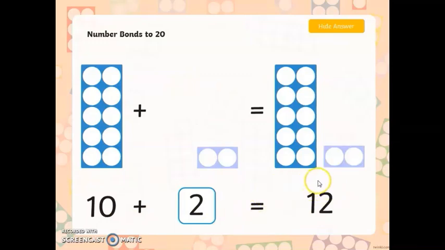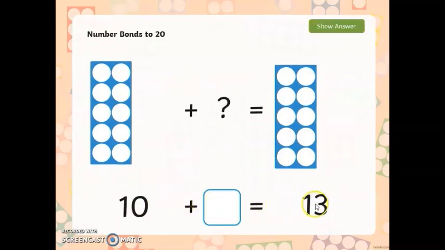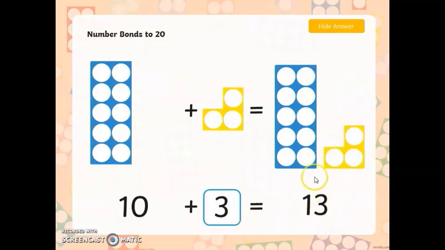Our next number is 13. And again we have a missing number. Now which number will come here to make the bond with 10 to make 13? Good job if you all say 3. As you can see, 10 and 3 makes the bond of 13.